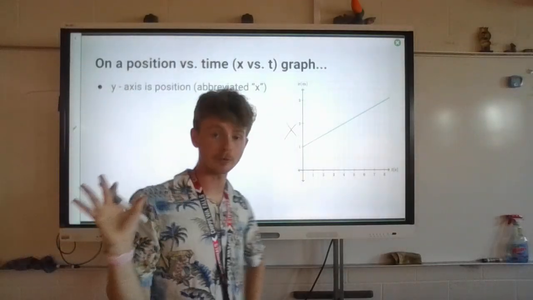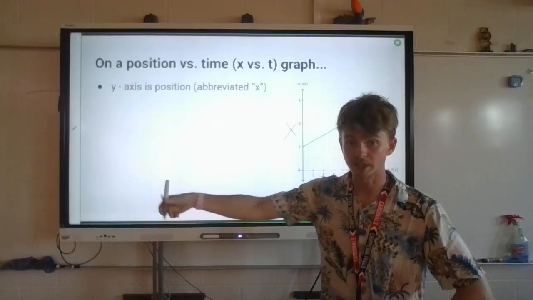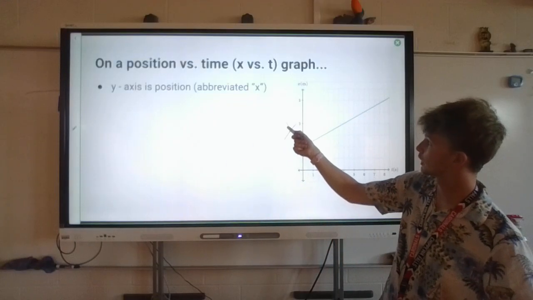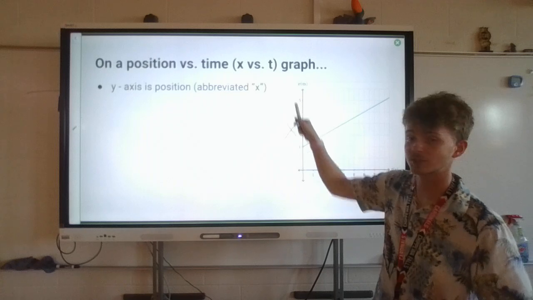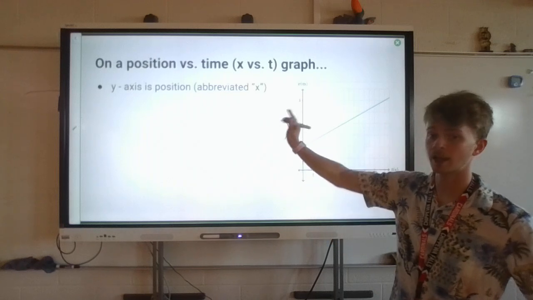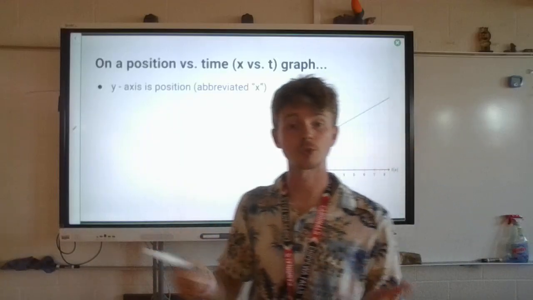Not to get nerdy here, but if you were to reference Minecraft in this scenario, you have your x, y, z coordinates, and x is one of your position coordinates. So we're measuring a distance, and we're going to call on a position versus time graph. X is going to be your y-axis. I know that's confusing, but if you ever see an x on the side, just know that we're talking about how far something is traveling over time and which direction it's going.